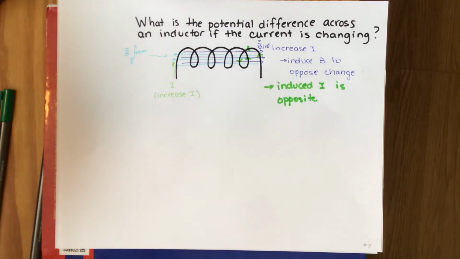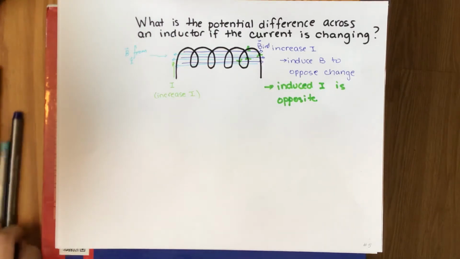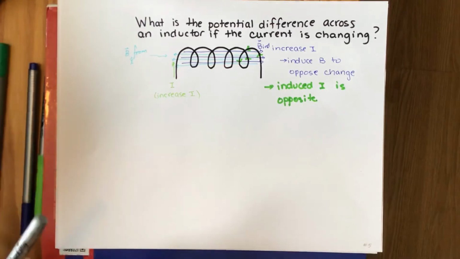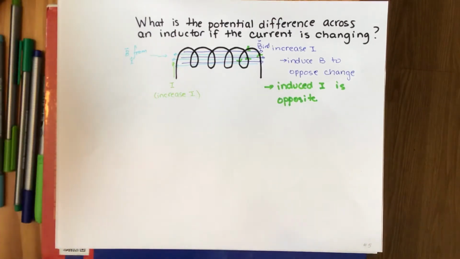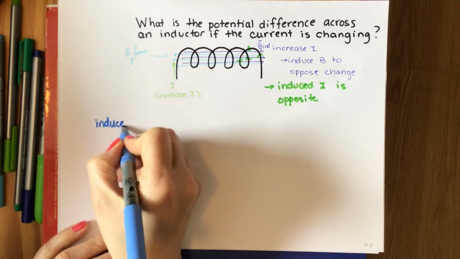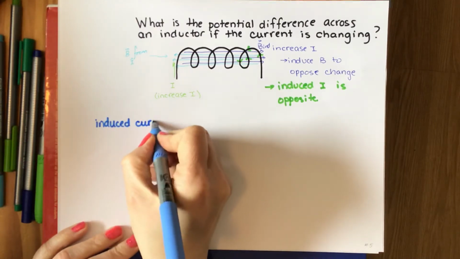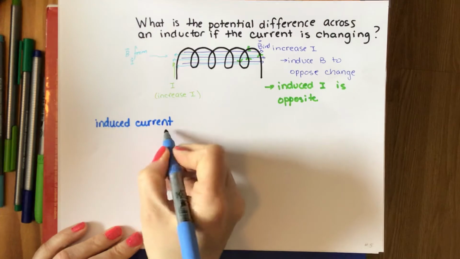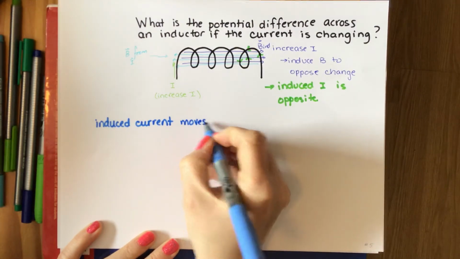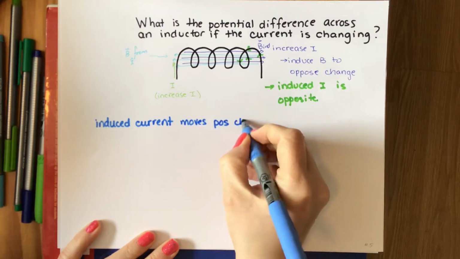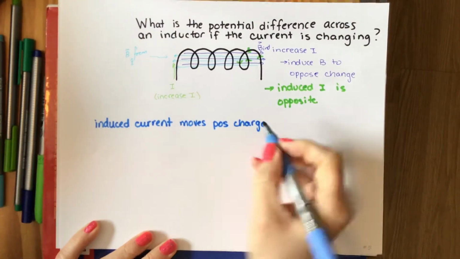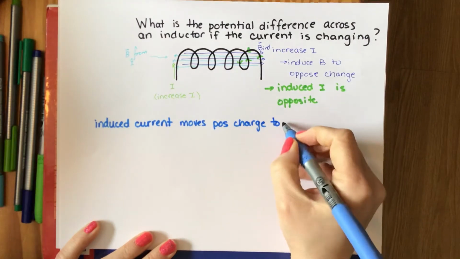What does that mean with regards to potential? Well, if we ask what current does, current is the flow of positive charges. So our induced current, and current is flow of positive charge, moves positive charge towards the left end of the solenoid, or the left end of the inductor.